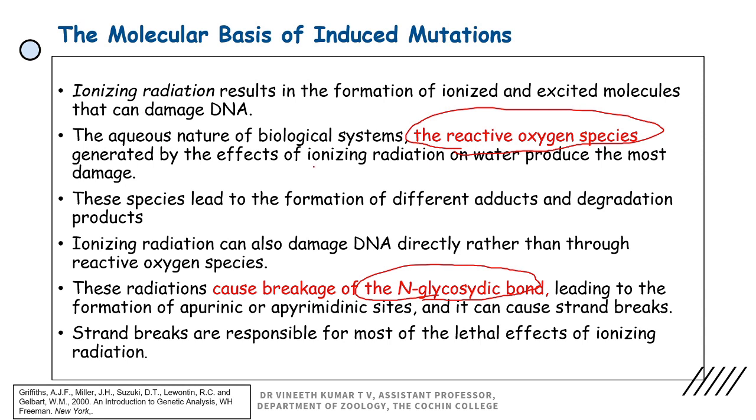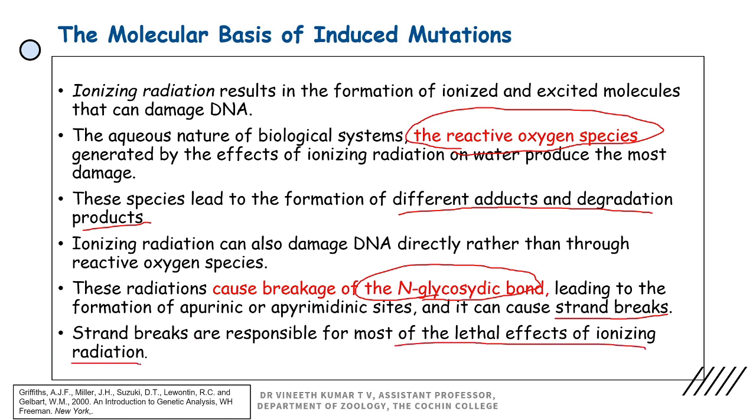The aqueous nature of the biological system generates effects by ionizing radiations in water, and it causes the formation of reactive oxygen species. They form different radicals and also degradation products which damage the DNA. Ionizing radiation also causes direct damage to the DNA rather than through reactive oxygen species, causing double-stranded breaks in the DNA and leading to the formation of apurinic and apyrimidinic sites, and this causes strand breaks. Strand breaks are responsible for most of the lethal effects of ionizing radiations.